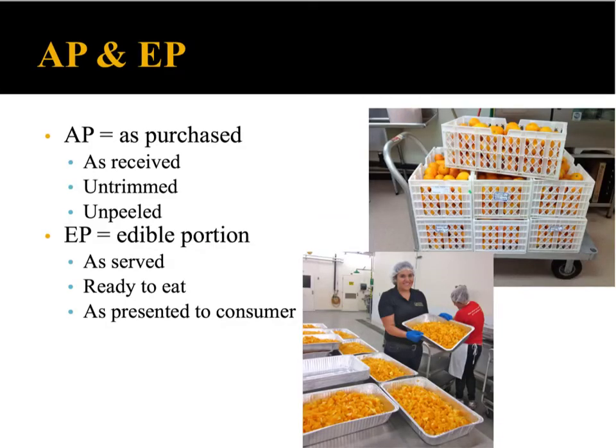Here's a clear example of the difference between an AP product, whole fresh oranges, and EP oranges, peeled and cut into chunks, or bite-sized pieces. The Book of Yields reports the yield for fresh 72-count navel oranges to be 62.5%. Or another way to look at this is 100 pounds of fresh whole oranges will yield about 62.5 pounds of ready-to-eat orange pieces.